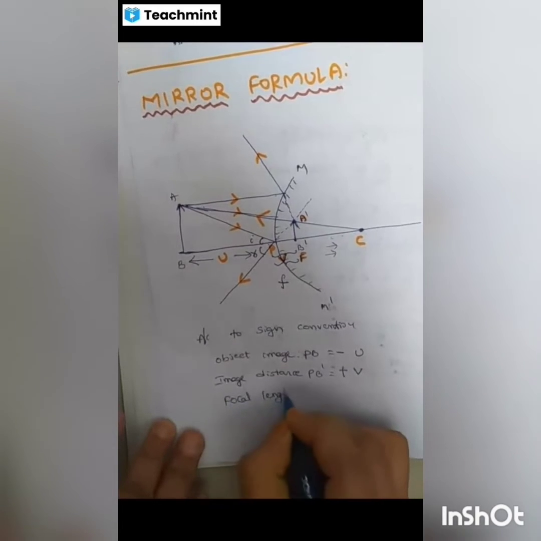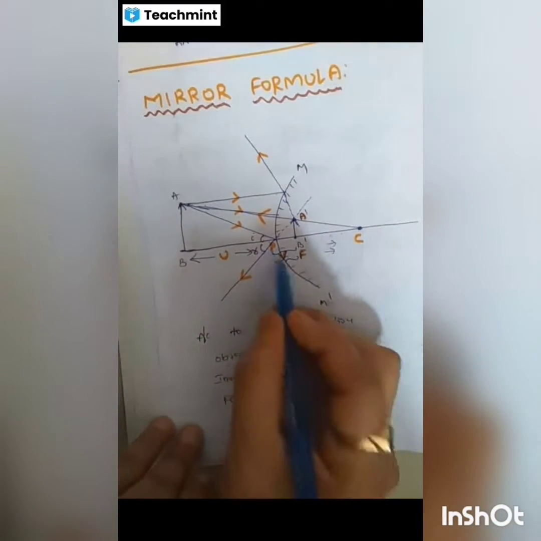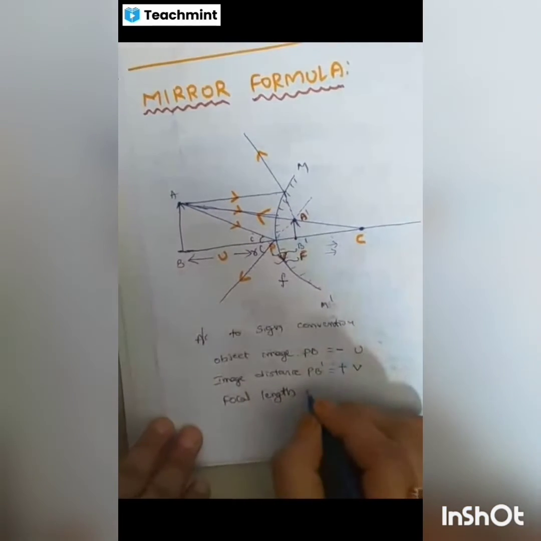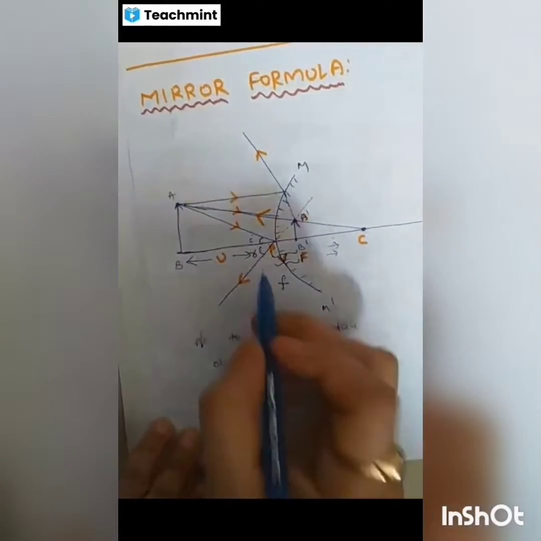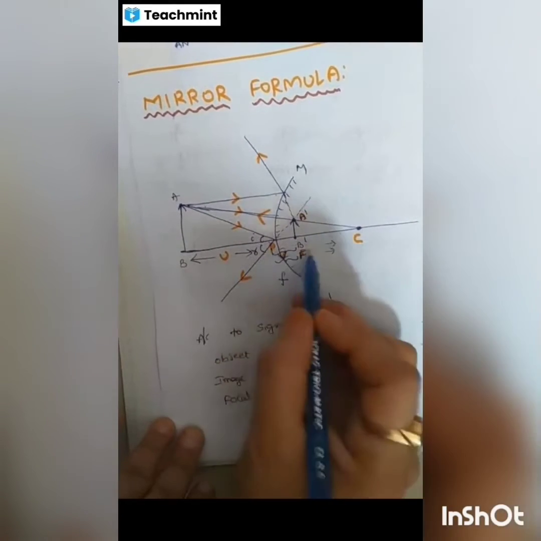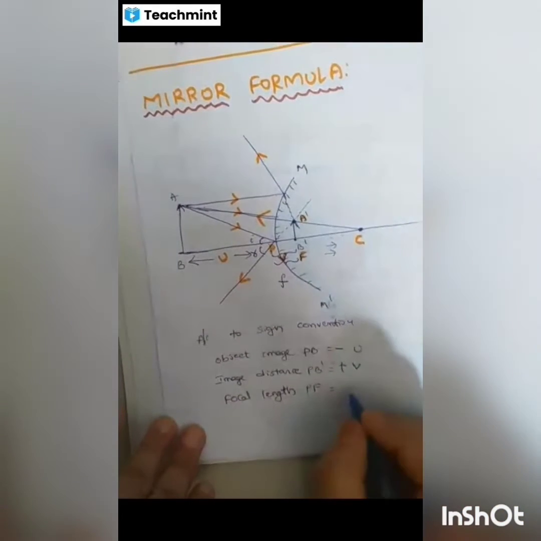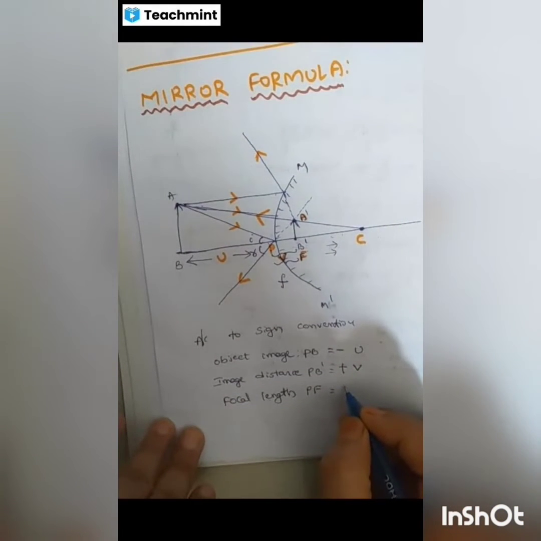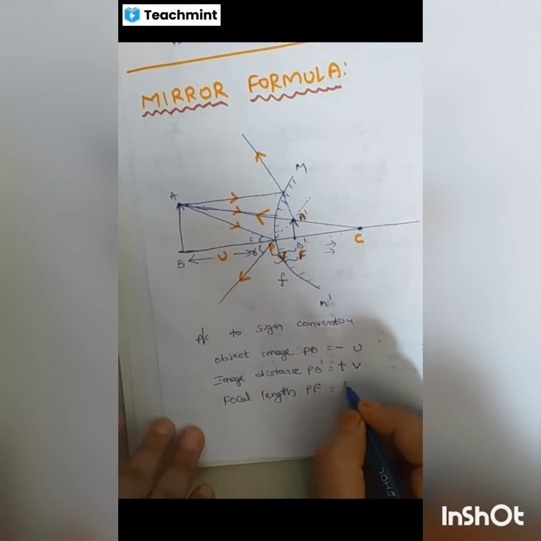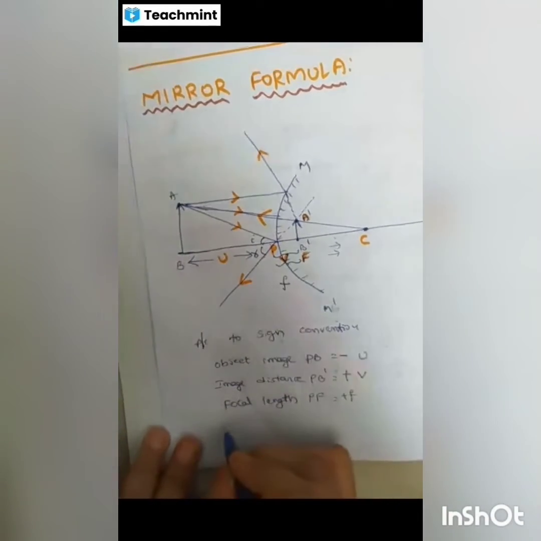What is focal length? Focal length is the distance from pole to focus. So we have to measure from P to F, from the pole only. We are measuring in this direction, and the incident ray is also in this direction. So is it plus F or minus F? Plus F, ma'am. Yes, plus F.